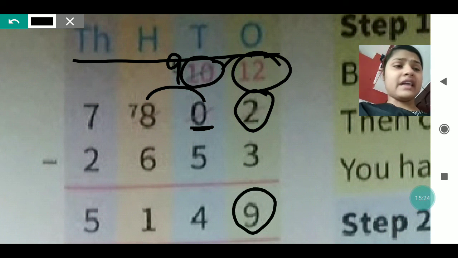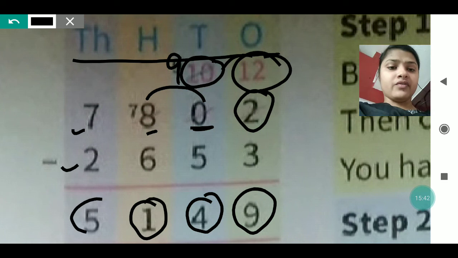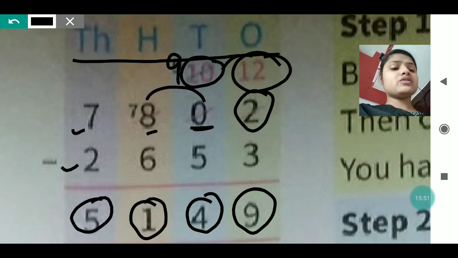Now here it is 9 because 1 was already given. So 9 minus 5 will be 4. Now it was previously 8, but when it has already given 1, it has become 7. So 7 minus 6 will be 1. Last, 7 minus 2 will be 5. So after subtracting 2653 from 7802, we have got 5149.